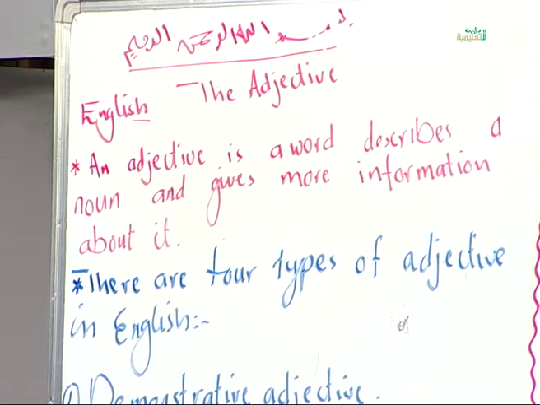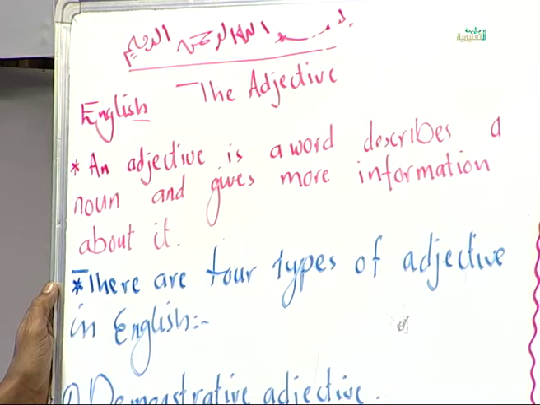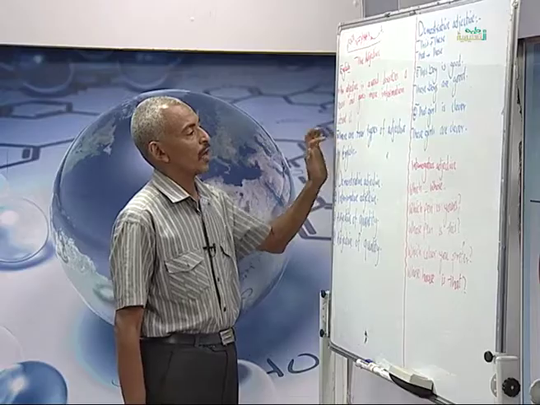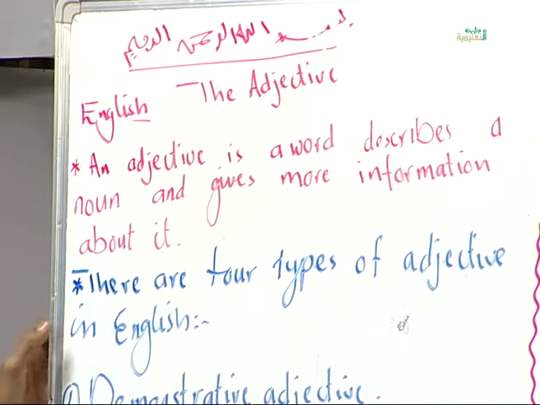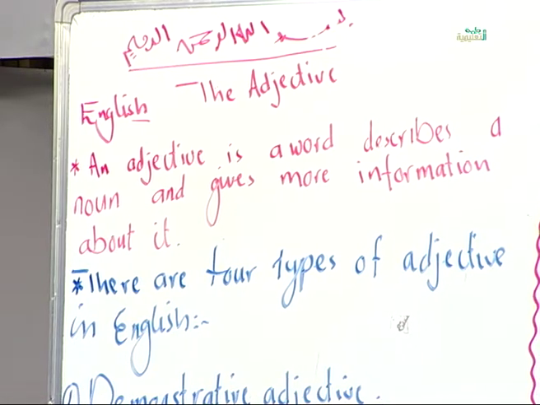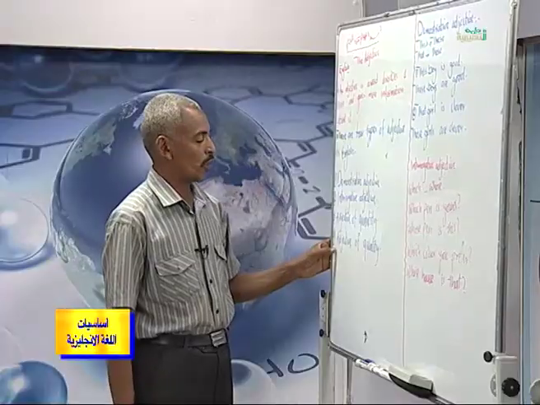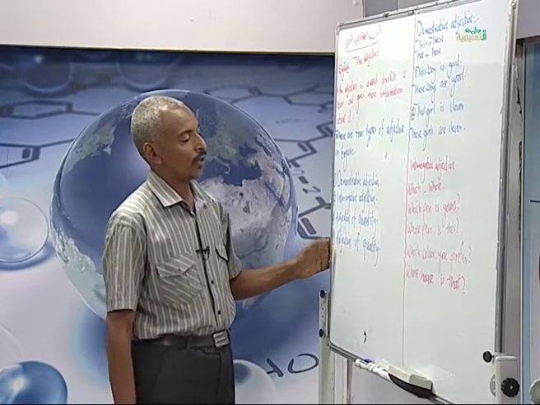The question is, how many types of adjective are there in English? In English, there are 4 types of adjective. The first one, we call it demonstrative adjective. The second one, we call it interrogative adjective. The third one, we call it adjective of quantity. The fourth one, we call it adjective of quality.